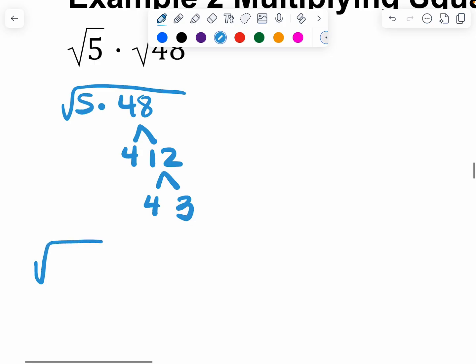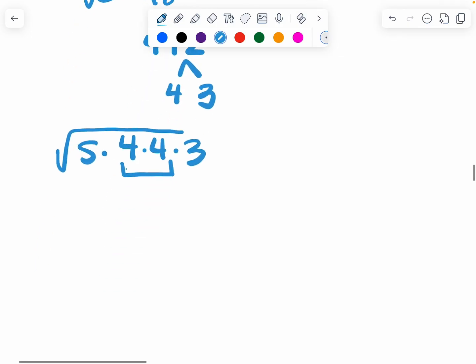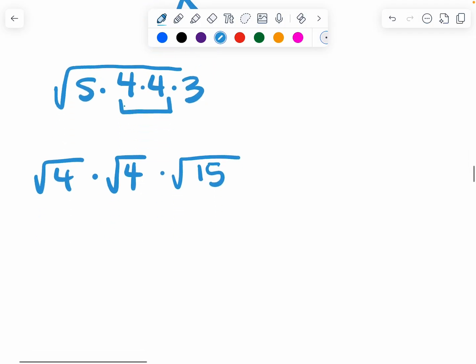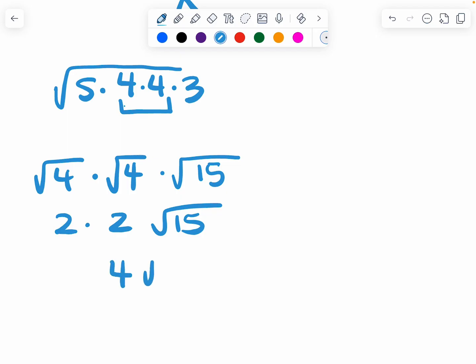So if I was to write this, the square root of, I have 5 times 4 times 4 times 3. These two are perfect squares. So I'm going to do the square root of 4 times the square root of 4, or you could have multiplied those back together and gotten 16. And then I'm going to leave these two that I can't take the square root of underneath the radical symbol and multiply them together. So I'm going to get 2 times 2, so 4 radical 15.